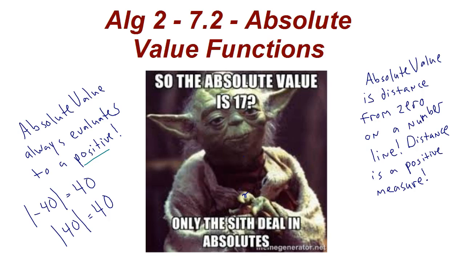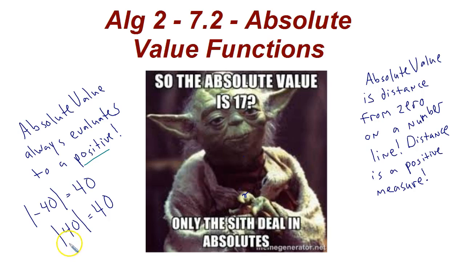Think back to middle school when you first learned about absolute value, and remember that absolute value is the distance a number is from zero on the number line. It's always going to be a positive number or have a positive value because distance is a positive measure.